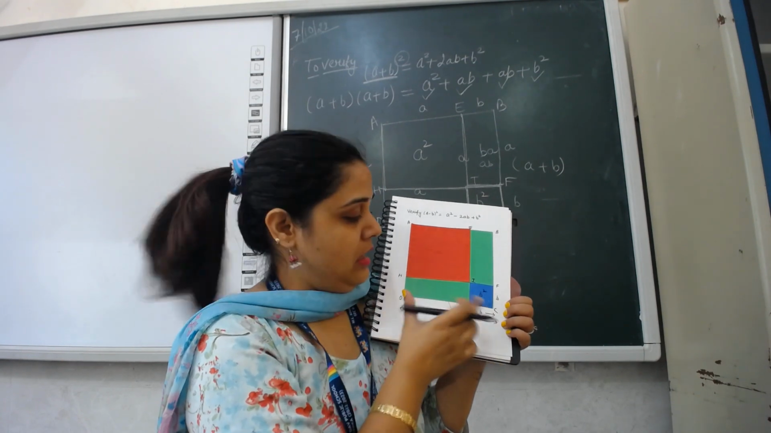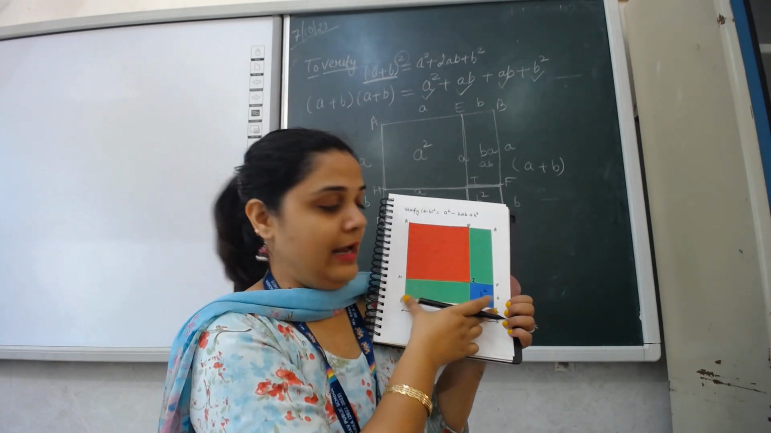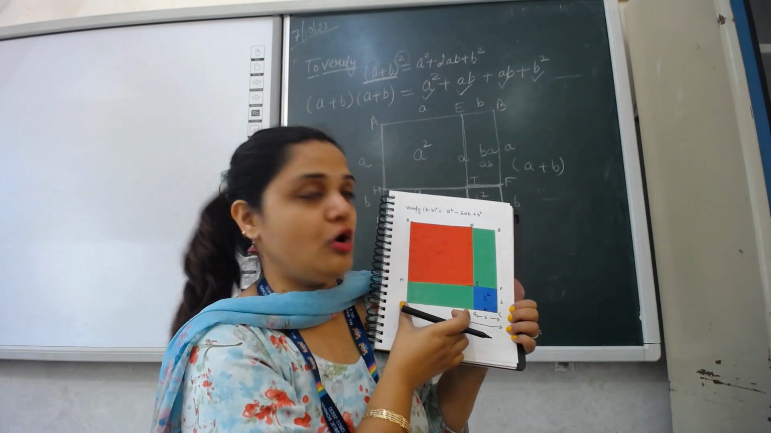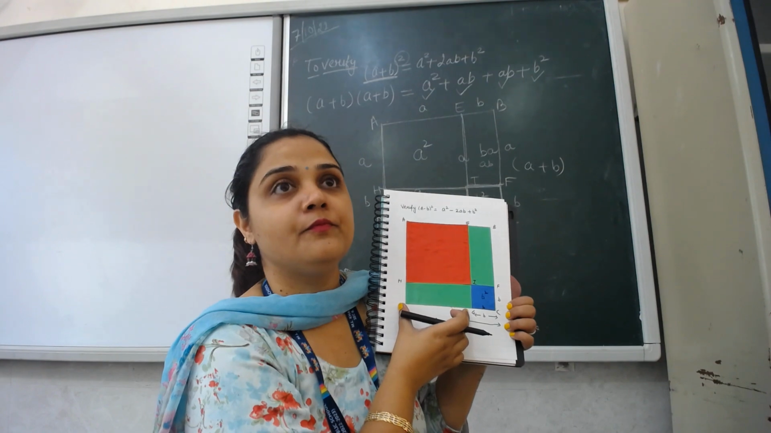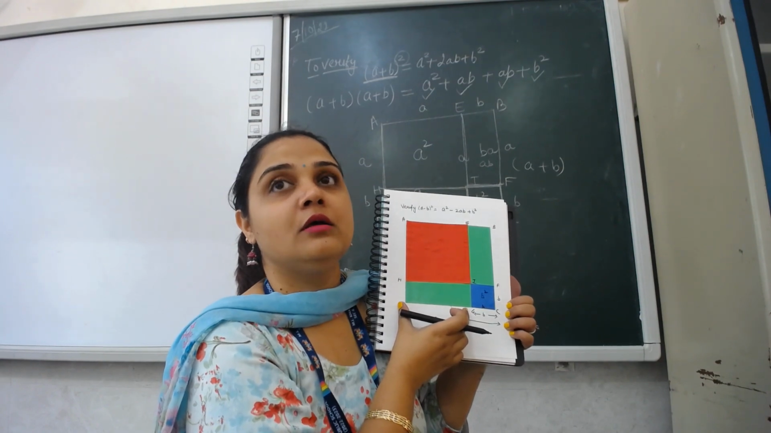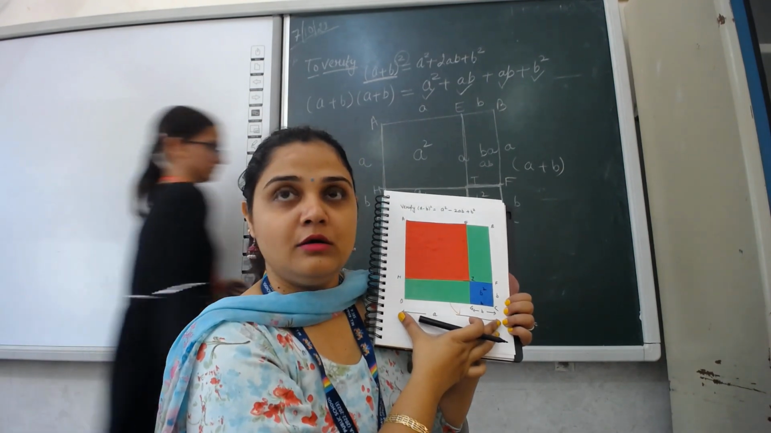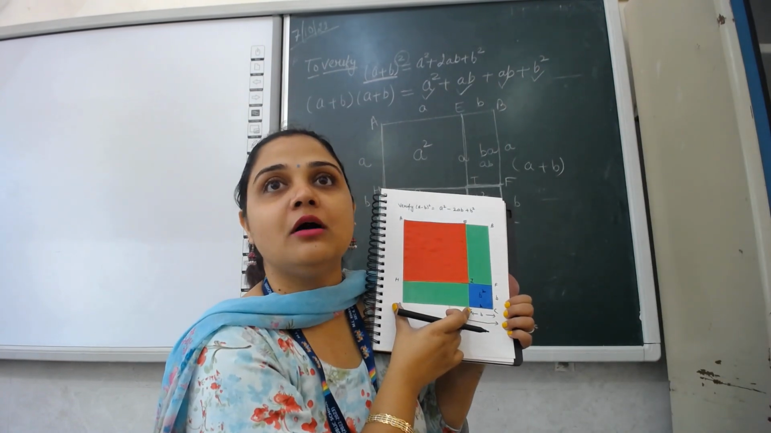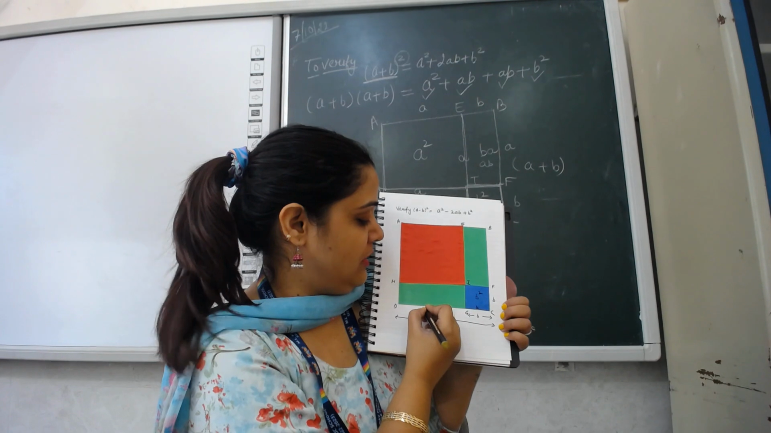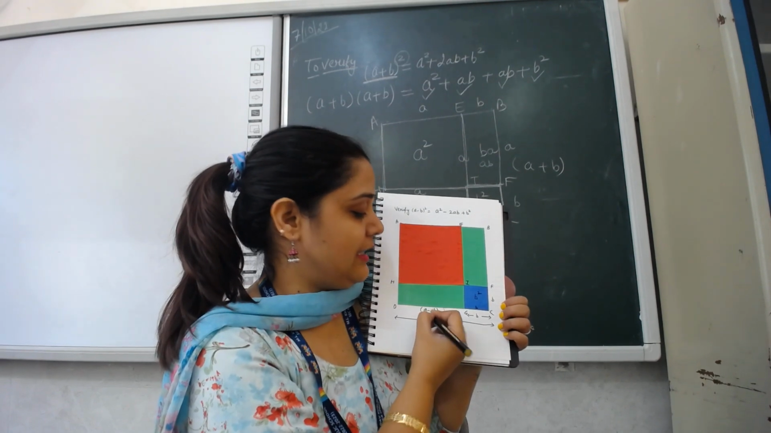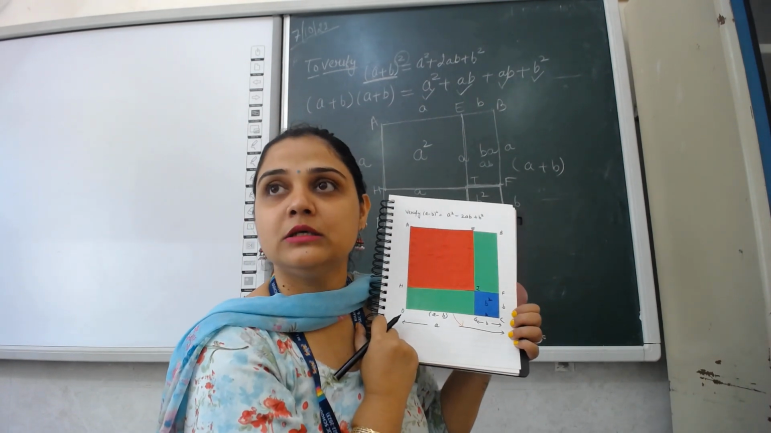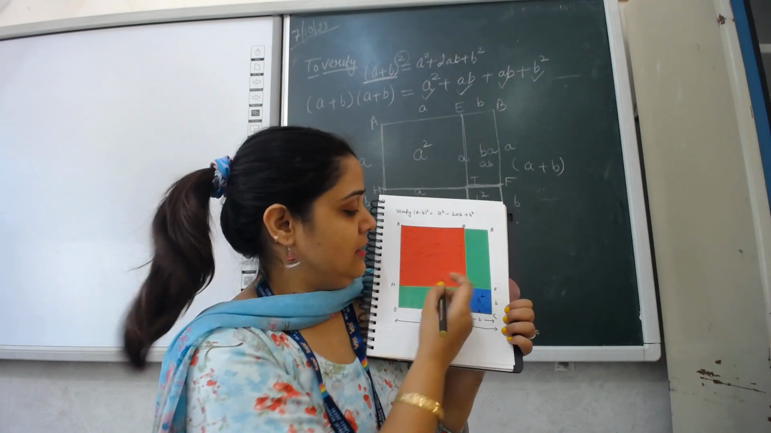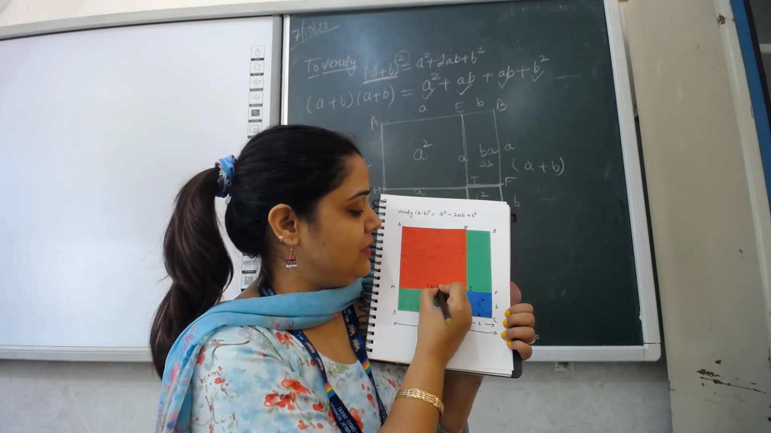Now if this is A and I am removing this portion B from this, what will be the length of DG? This whole was A, I removed B from it, so what is the remaining? A minus B. Very good. So this is A minus B, right? Clear to everyone? If this is A minus B, that means this is also A minus B.